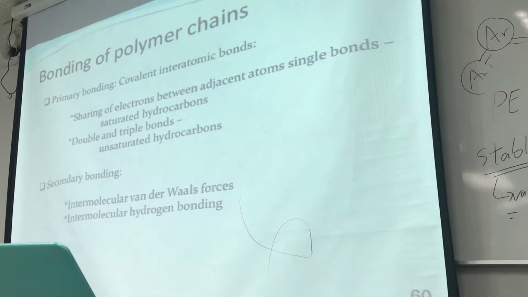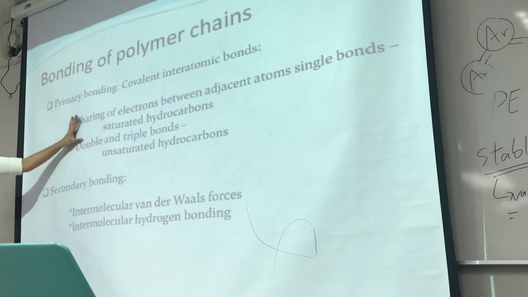Covalent, right? But between the chains, we have van der Waals. That's why I told you that even though covalent is quite strong, normal polymer is not that strong, because between the chains quite a lot of the time they have van der Waals. See that? Okay, so this is pretty much what I'm covering.